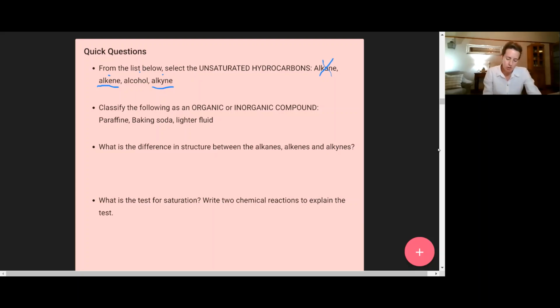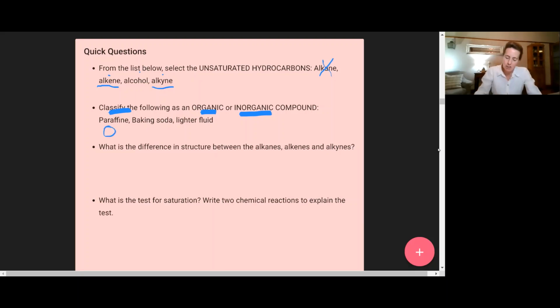The second question asks you to classify the following as organic or inorganic compounds. You've got paraffin, baking soda, and lighter fluid. Well, we have seen that paraffin is the substance which makes up candles, and that is a hydrocarbon. So that would be an organic compound, paraffin.